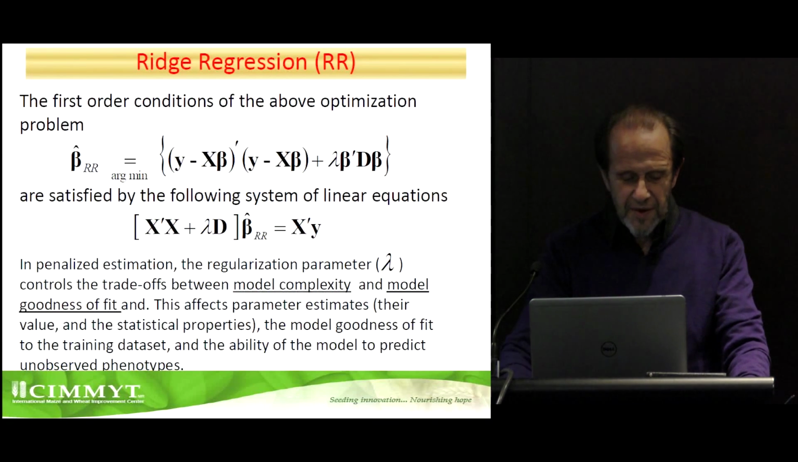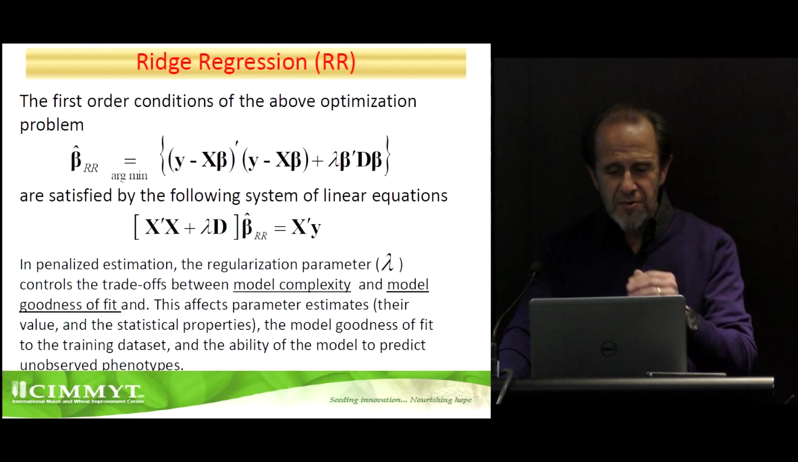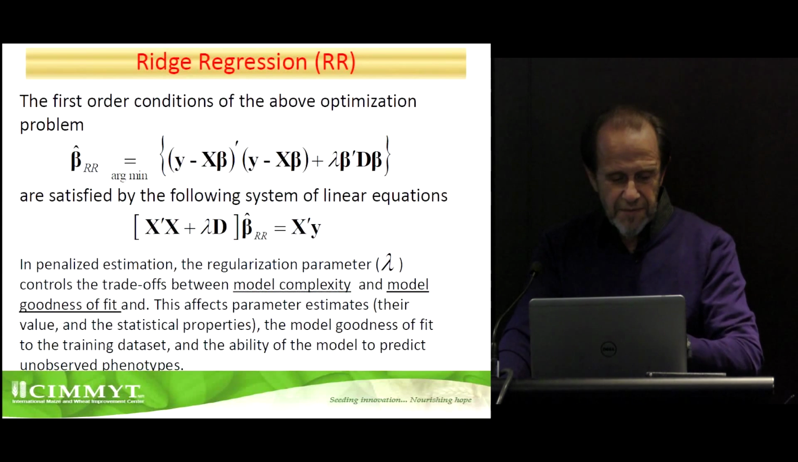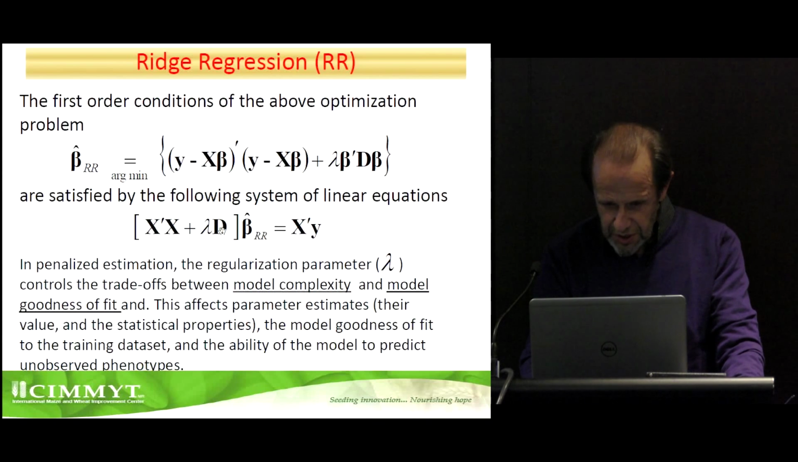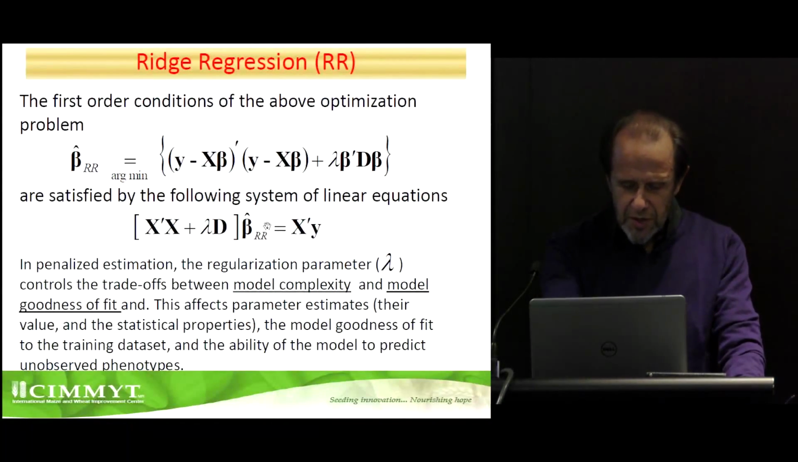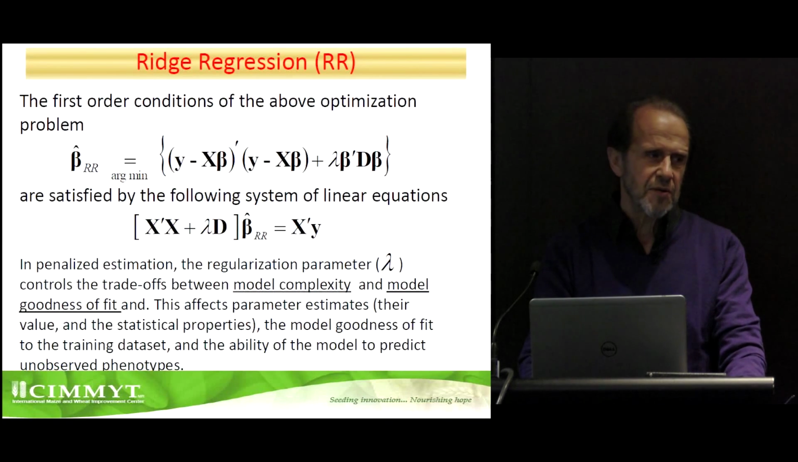I like to show you these equations because those are the ridge regression equations. If you look at this equation here, X prime X, if you ignore this lambda D and put this equal to 0, this is the solution, or these are the ordinary least square solution.